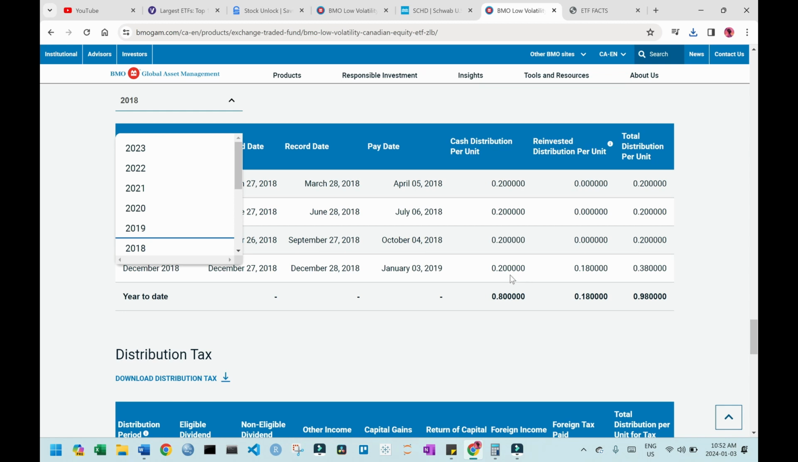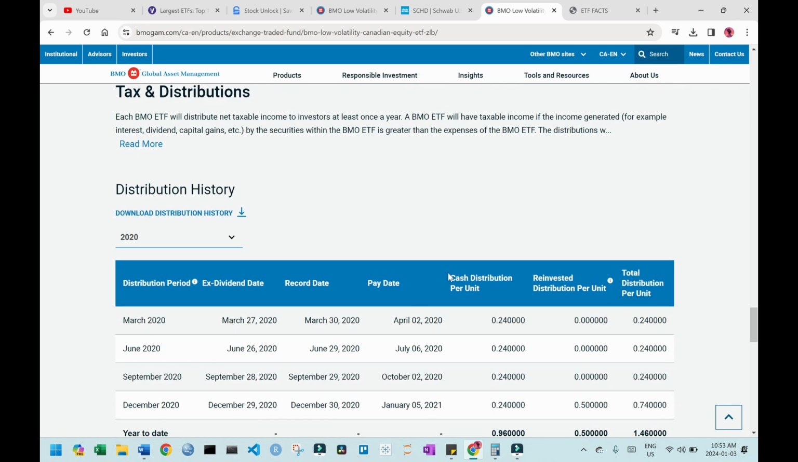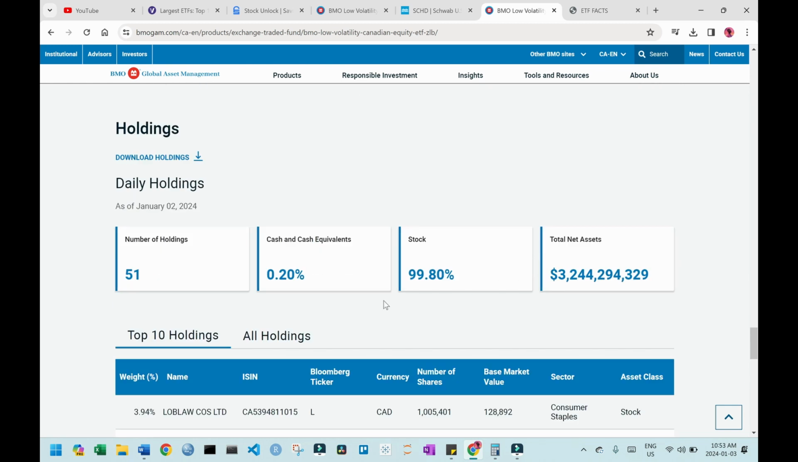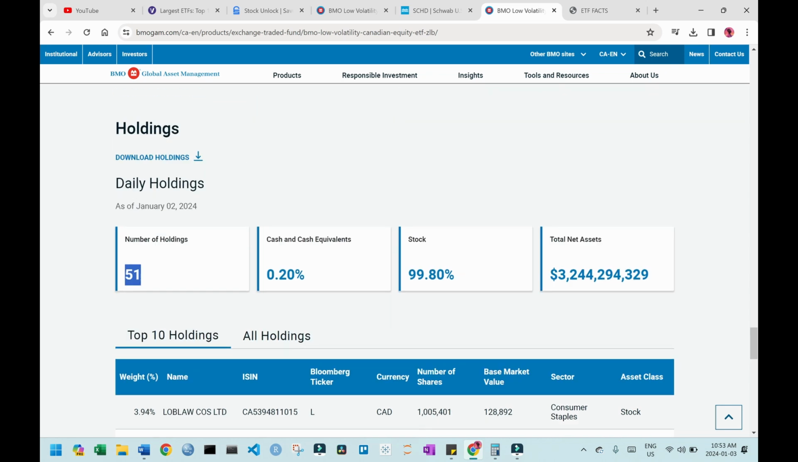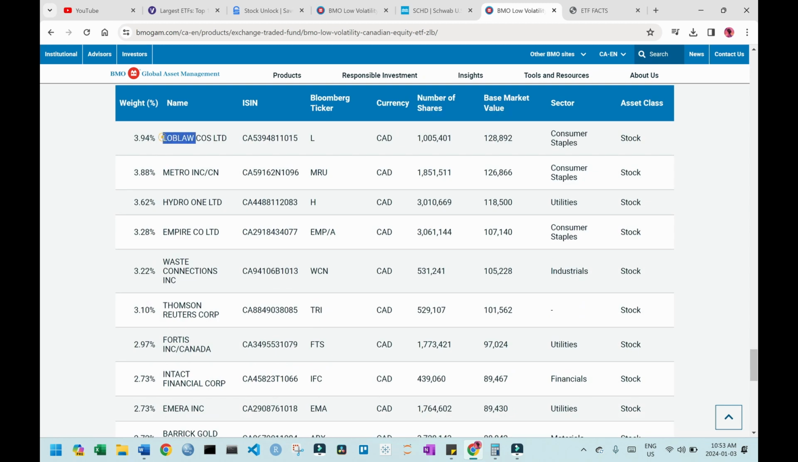We see that in 2018 it was 0.2, in 2020 it was 0.24, which means that it's increasing over time, which is something very important for me, at least, since long term I would want to ideally live off dividends. We know that it has 51 holdings, and almost all of it is in stocks, and we can look at the holdings to see if these are companies that we actually like.